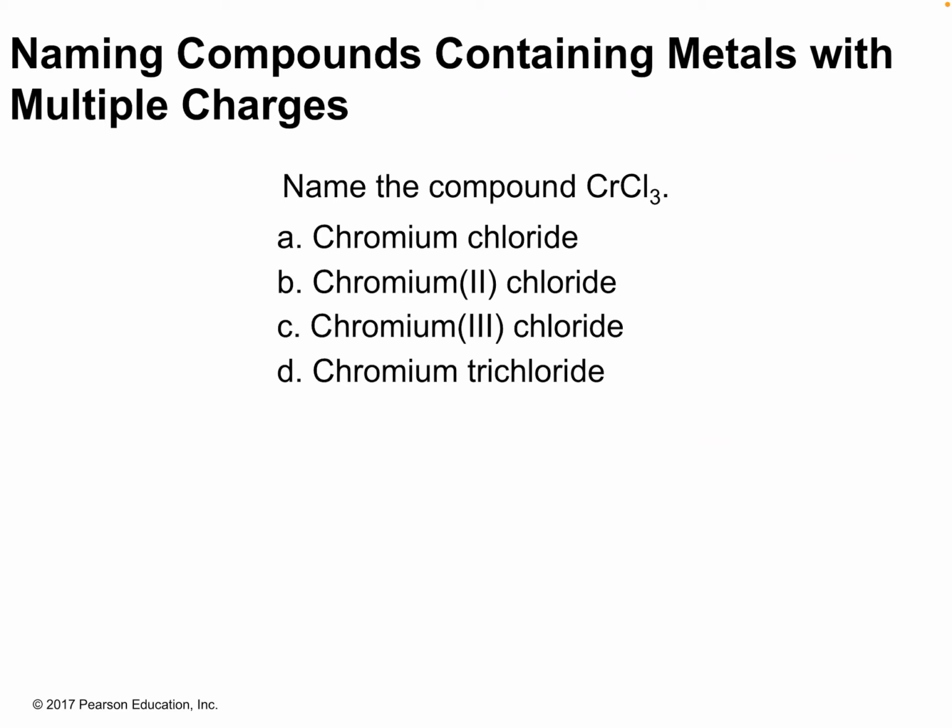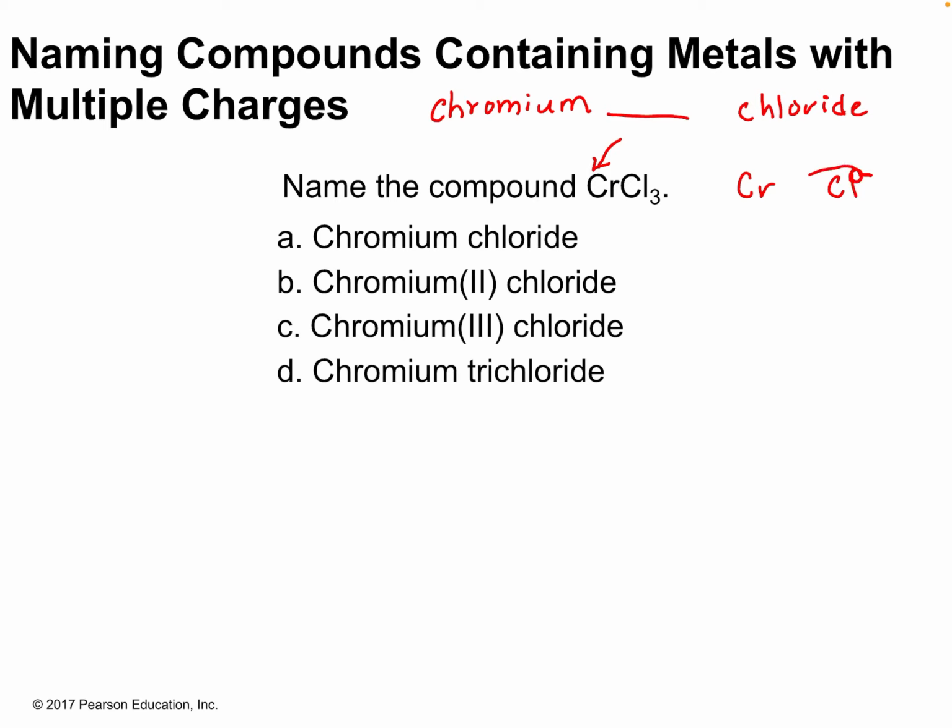Let's try this one. So CrCl3. So we notice chromium is a transition metal. Okay, so when it's a transition metal, that means that we're going to have to include a Roman numeral. So we know that it's going to be chromium something chloride, but we don't know what the something is. So if we think about what it came from, though, we know it's going to be Cr something, and then Cl is in group 7A, so that means it's going to be a 1 minus.